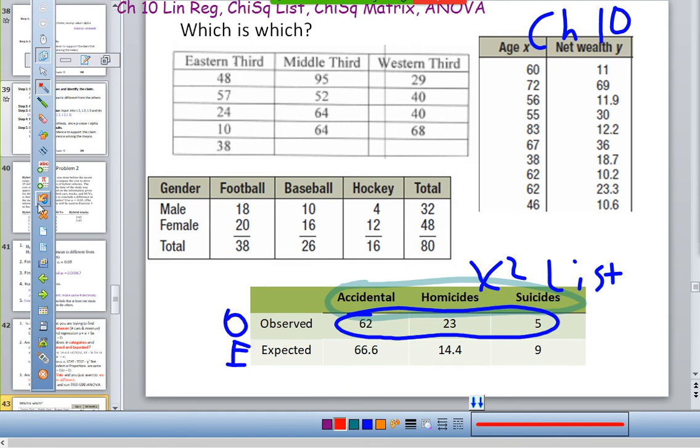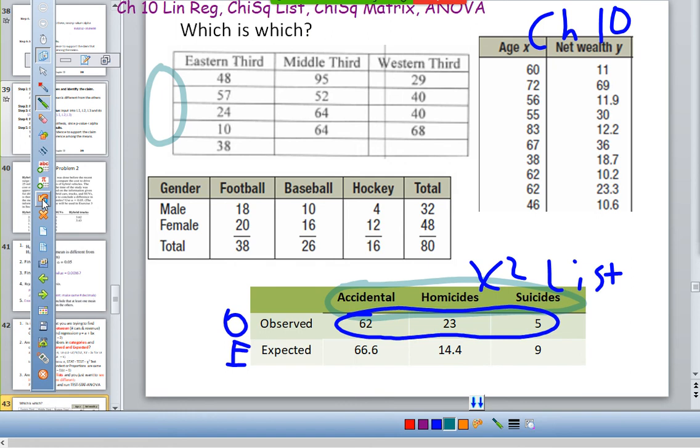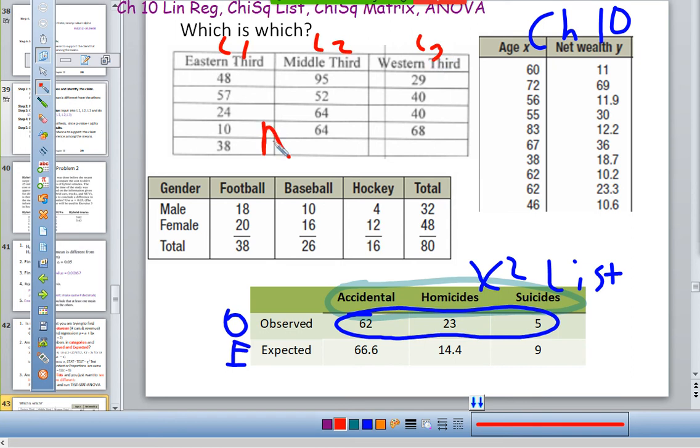All right, so is this a matrix? I don't have anything here. A matrix has to have things on the side and the top. I have categories across the top, but I don't have categories along the side. It can't be a matrix. It has to have two different variables, right? It has to have things along the side and the top in order to be a matrix. This is not a matrix because it does not have anything along the side, only along the top. Instead, it has three lists: L1, L2, L3, three or more lists. This is ANOVA. That's the 11.3.